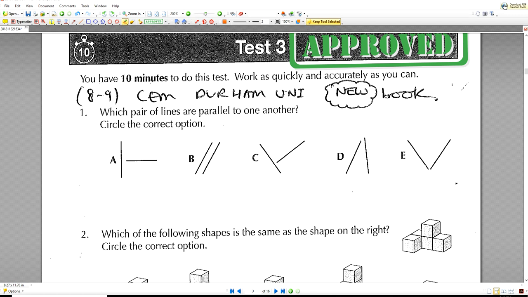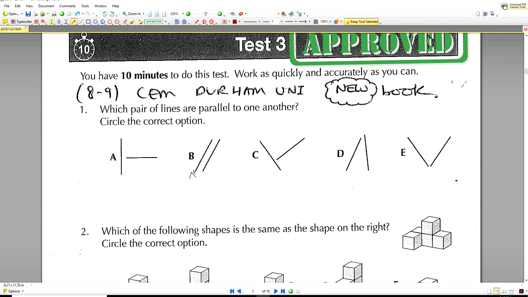Question number 1. Which pair of lines are parallel to one another? Circle the correct option. The parallel lines are the lines which are running at the same distance apart all the time. Okay, so for example, this one here, let's move across. Whoops, this one here. Okay, we need to delete that one and move that one across over here.